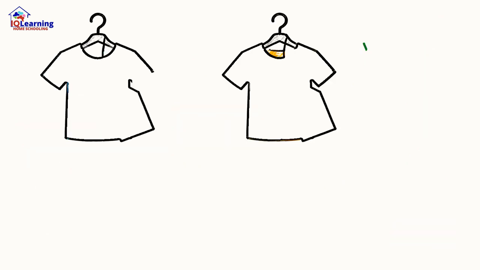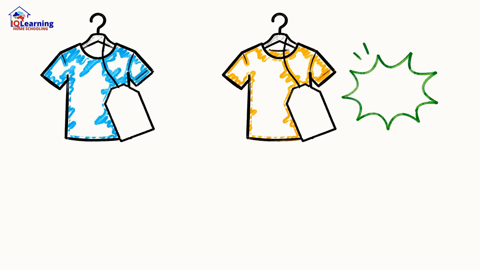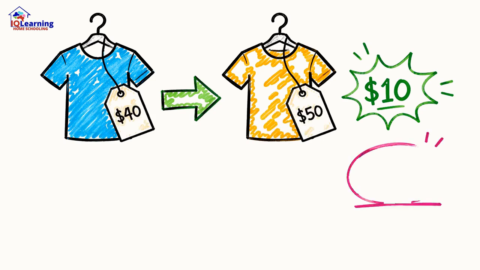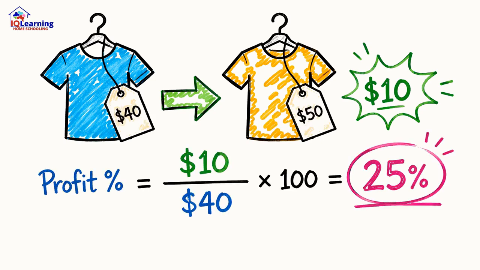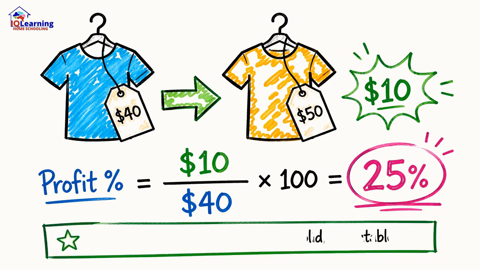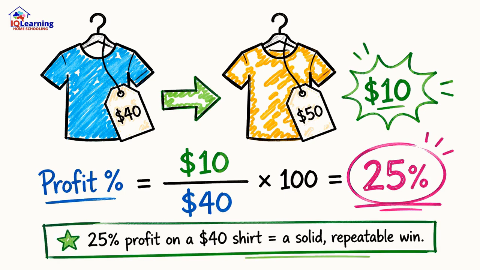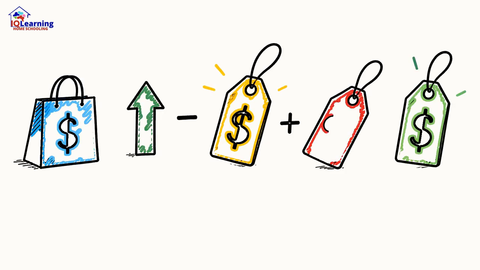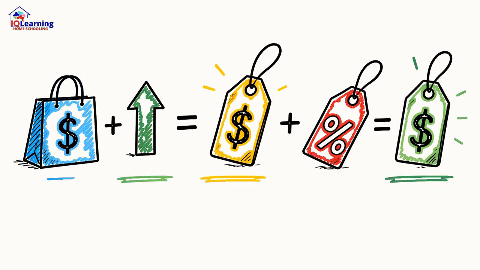But in business, the dollar amount isn't the whole story. What really matters is the percentage profit, calculated from the original cost. It measures efficiency. A 25% profit on a $40 shirt is a solid, repeatable win. So how is that final price built? First comes the markup, the amount added to the cost to create the initial selling price.